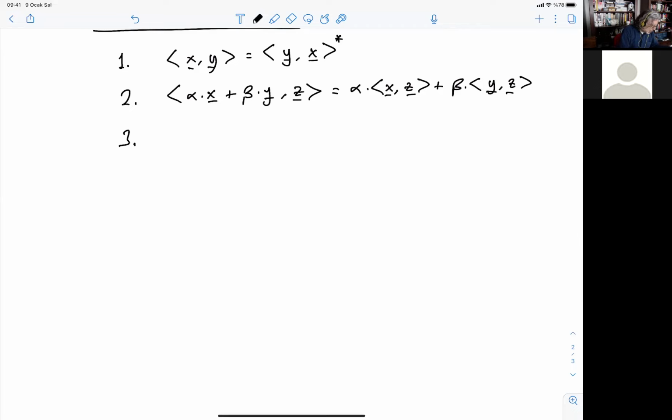And the third one is, inner product of x with itself is always greater than or equal to 0, and inner product of x with itself is equal to 0 means that this happens if and only if this x vector is a 0 vector.